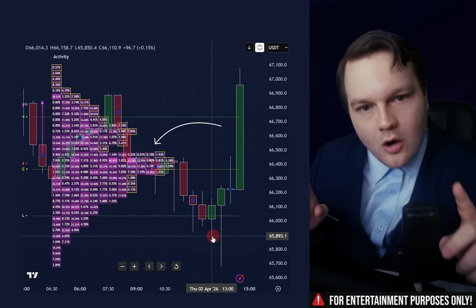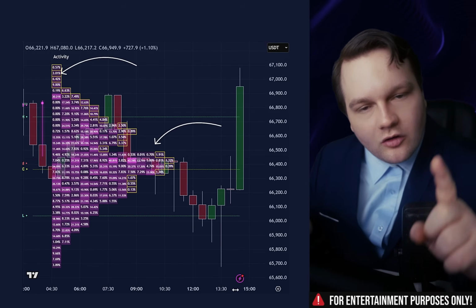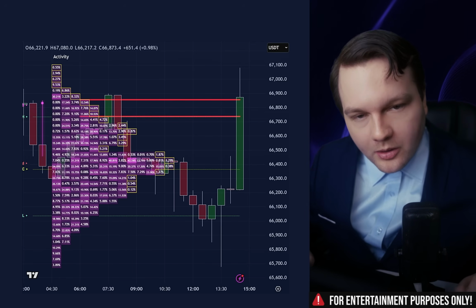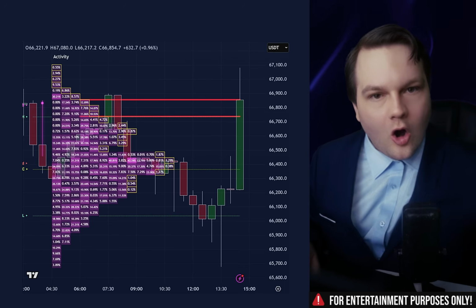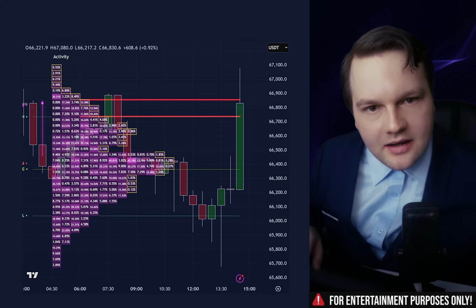Watch this. This profile shows activity over each price move. All these yellow highlighted boxes are for the current bar. Right here, this is where the most participation is happening. Almost 40% of volume on this move happened in this region.